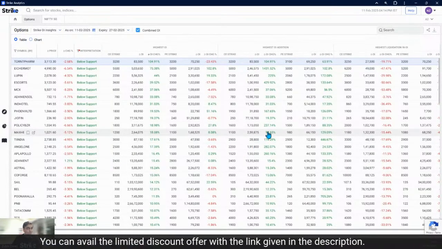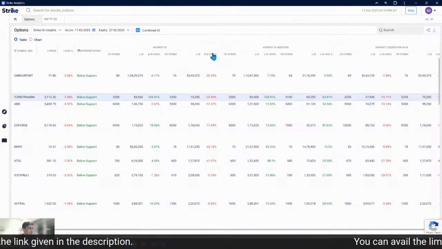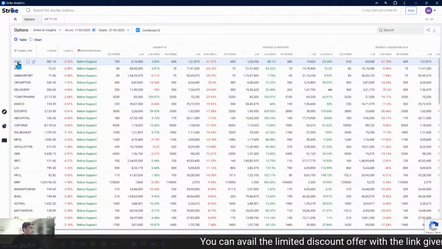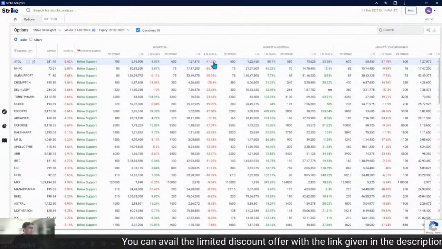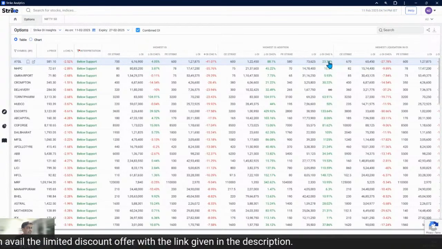The stock has gone below the support level. So we have to look at puts. And in puts, what do we have to see? We have to see the reduction. So for the ATGL 600 strike put, there is a reduction in OI, and in the 580 put, there is an addition.